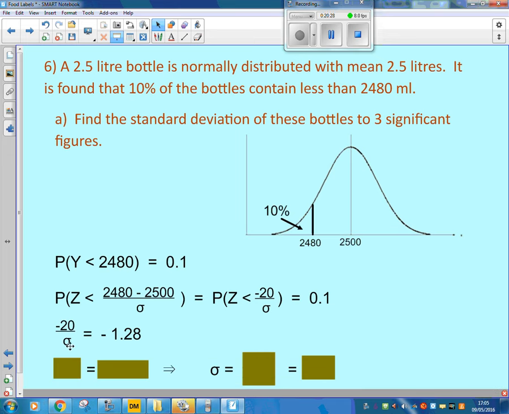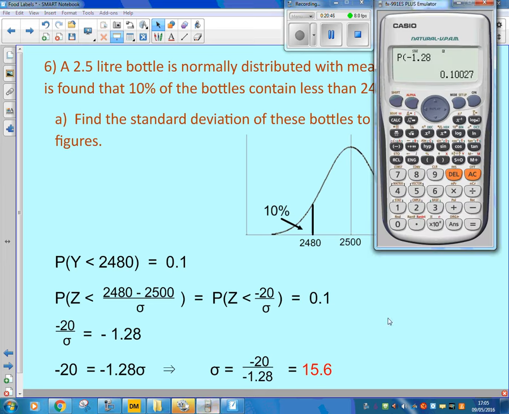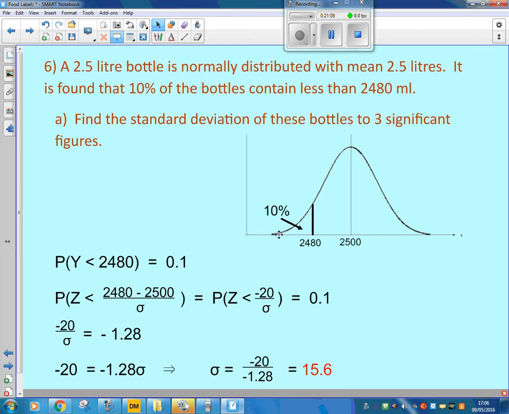So minus 20 divided by the standard deviation is minus 1.28. Multiplied by my standard deviation, minus 20 equals minus 1.28 times it. And now do the minus 20 divided by the minus 1.28, and that gives me 15.6. Okay, I didn't actually need the minuses in there because they cancel each other out. Okay, now let's have a look at whether that is acceptable.